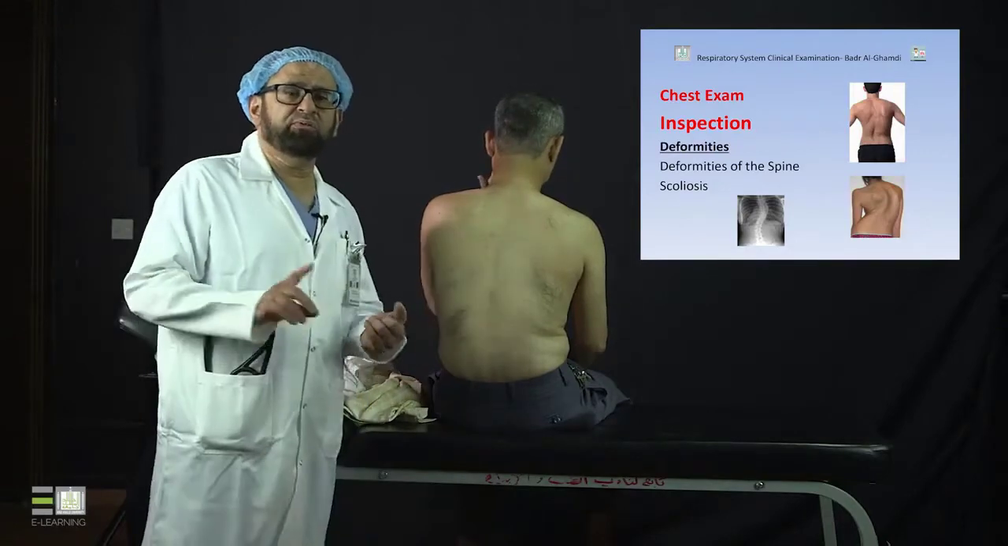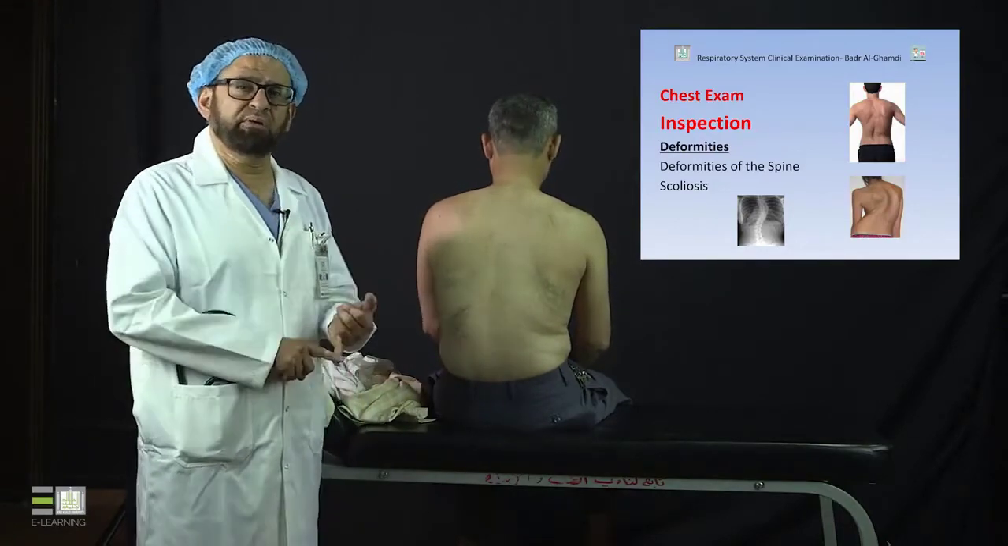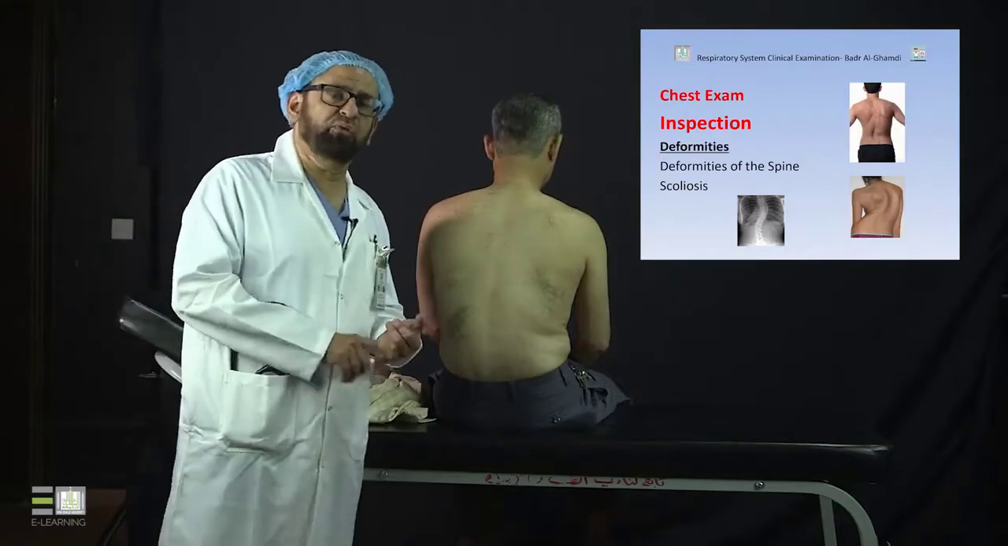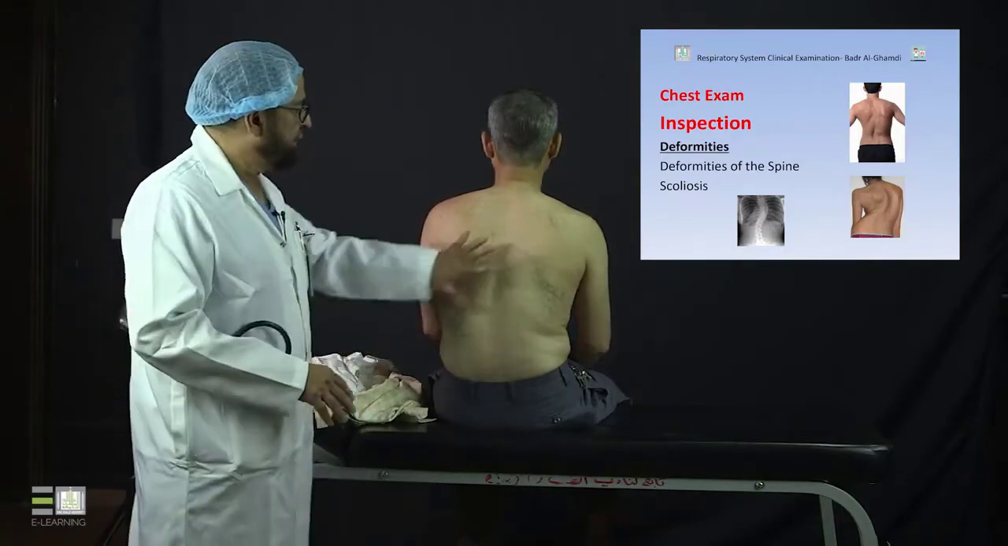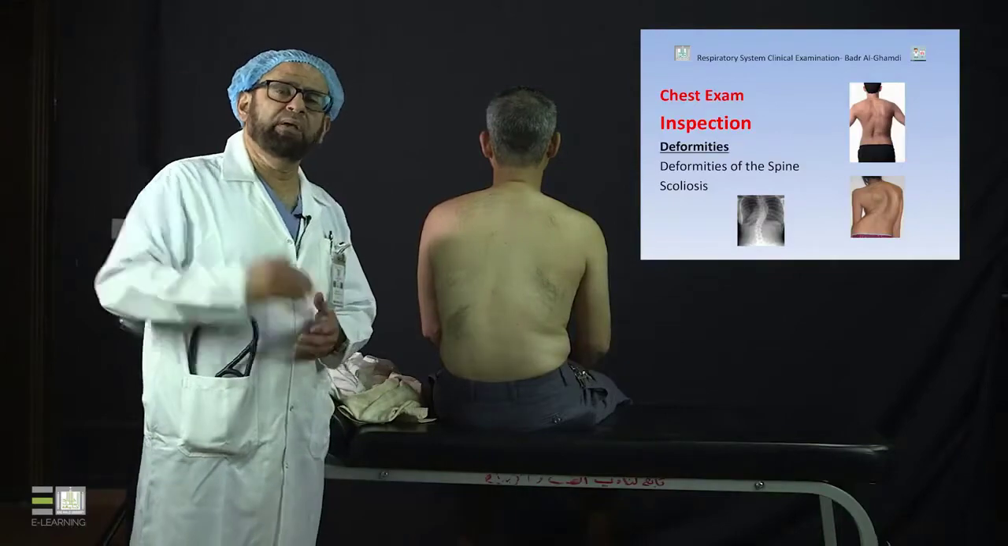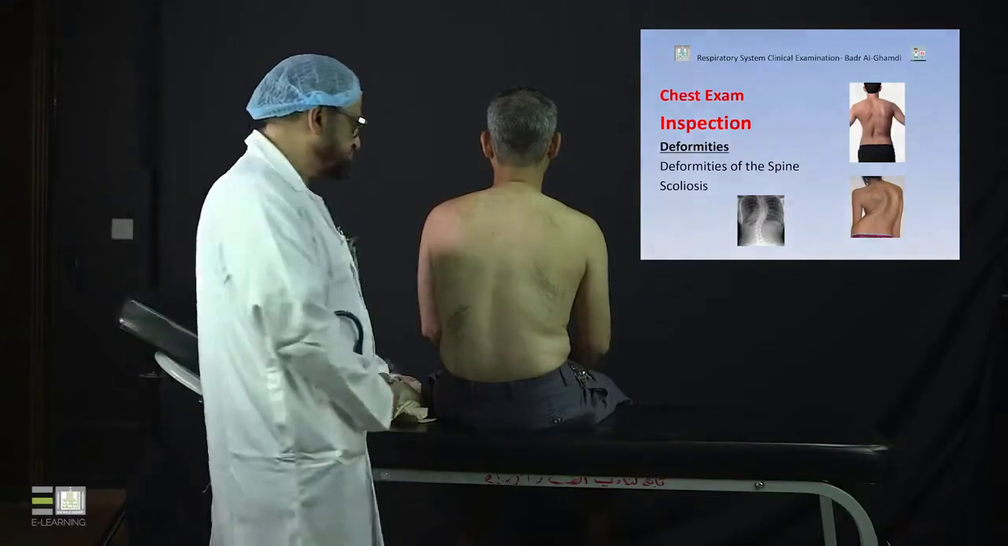So the deformities of the spine can be kyphosis alone, scoliosis alone, or kyphoscoliosis, and can be seen as I described them and as you see in the slide.